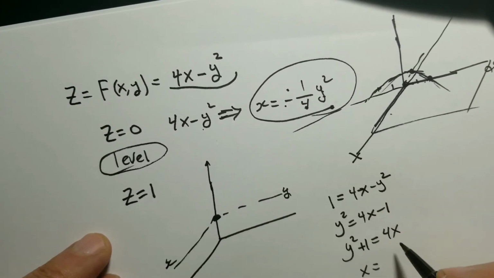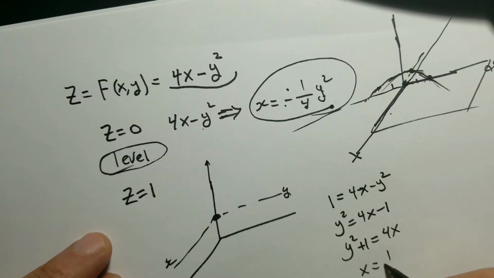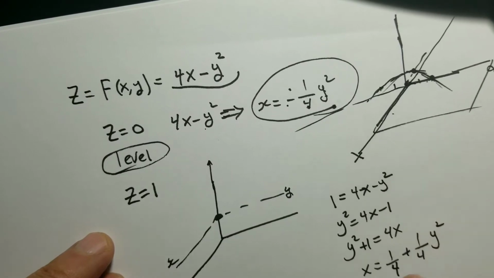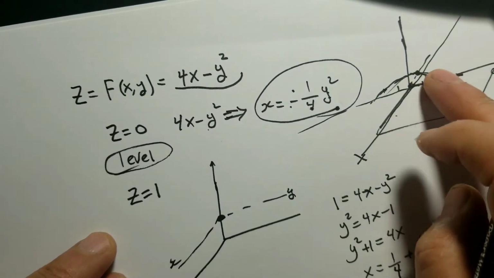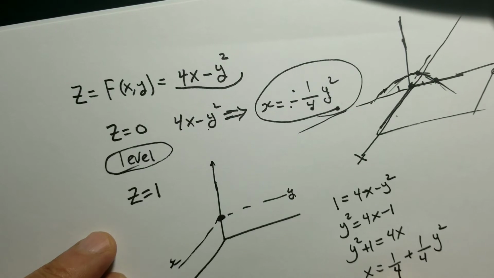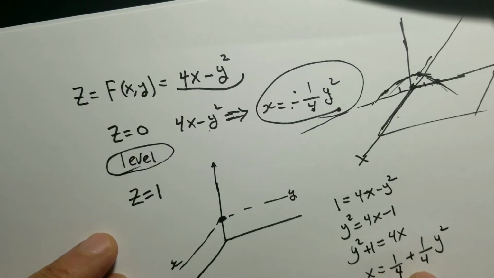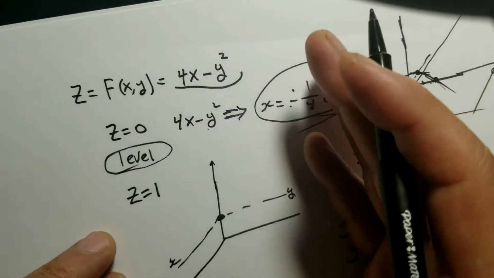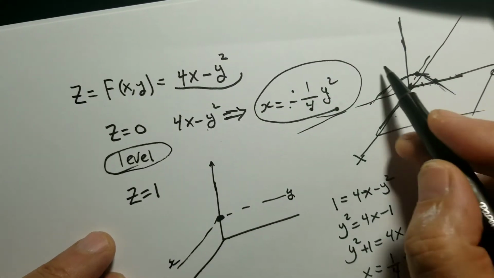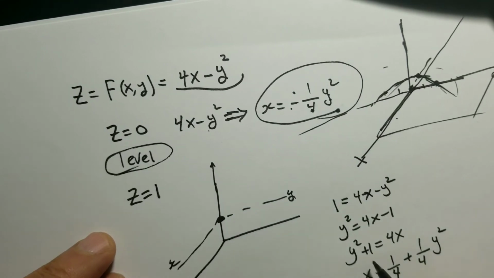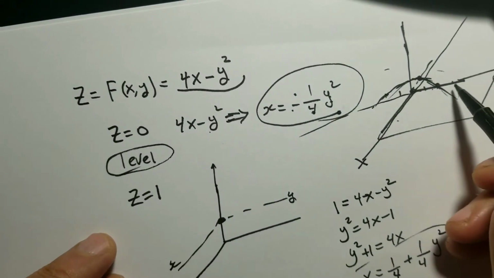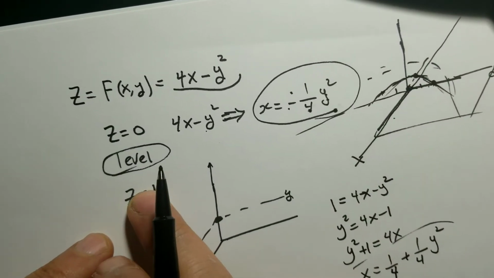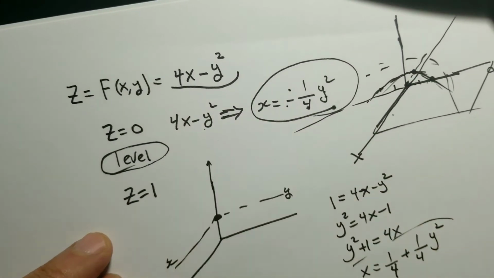And x is divided by 4: 1/4 plus 1/4 of y squared. See, that graph is still that graph, except shifted 1/4 up. Therefore, it's the same thing, you're just shifting it by a small amount. And that would become the level curve at z equal to 1. And you can do the same thing at z equal to 2.